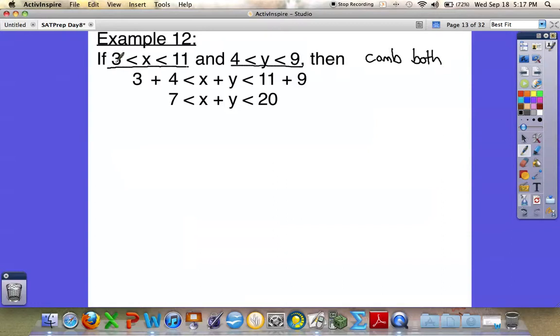and we did the 3 plus the 4, the X plus the Y, and the 11 plus the 9. And because we added left parts, middle parts, and right parts of both inequalities, we can actually say this will hold true. That 3 plus 4 is 7, X plus Y is X plus Y, and 11 plus 9 is 20. And so you have a combined inequality.